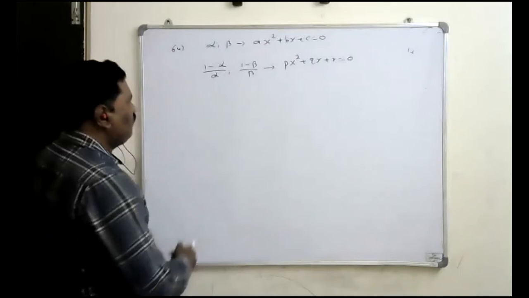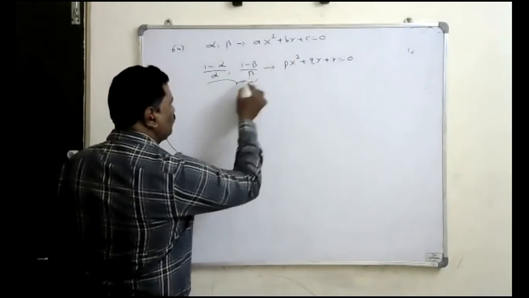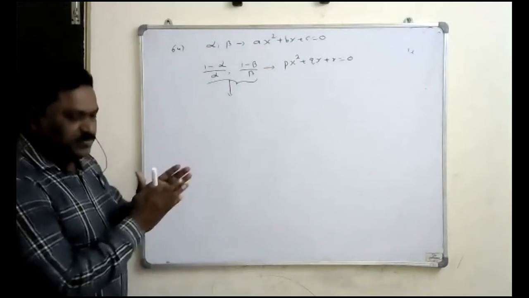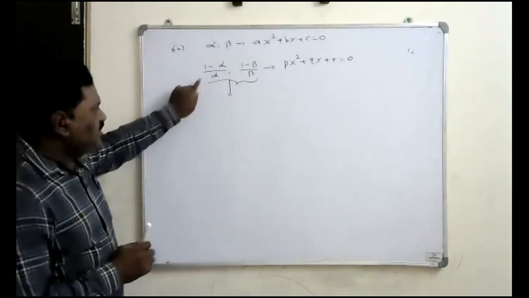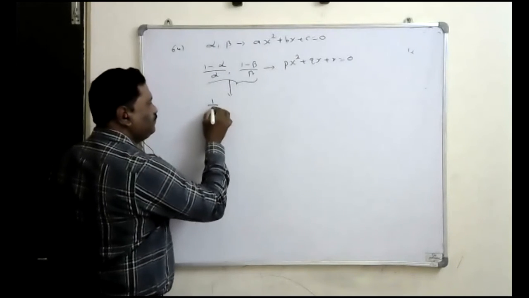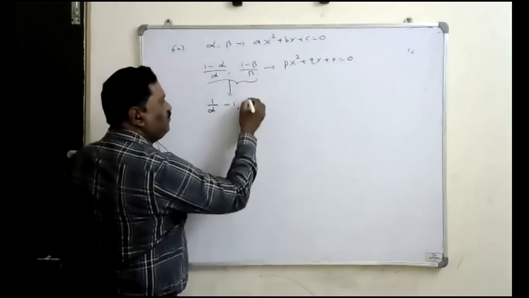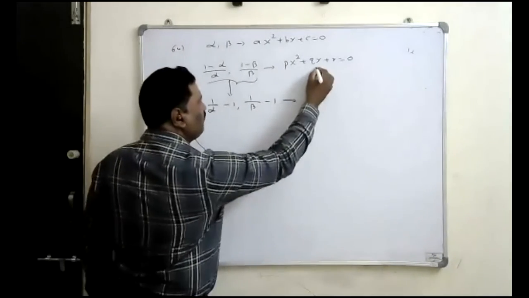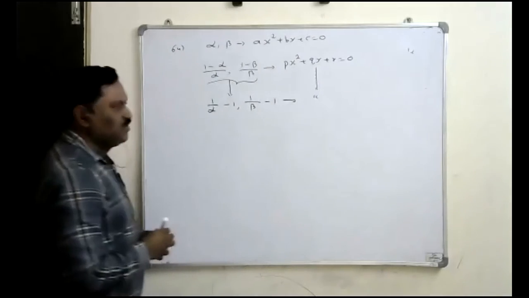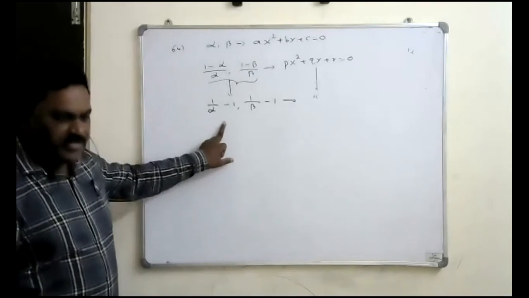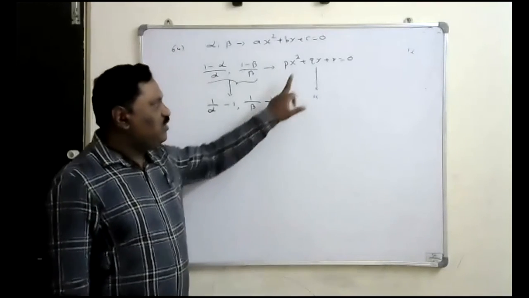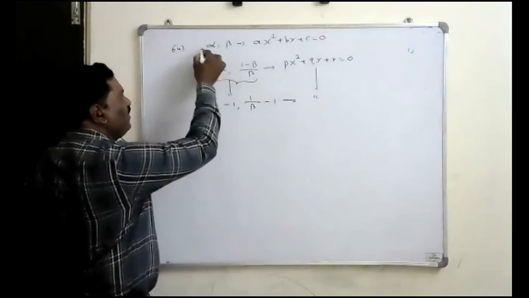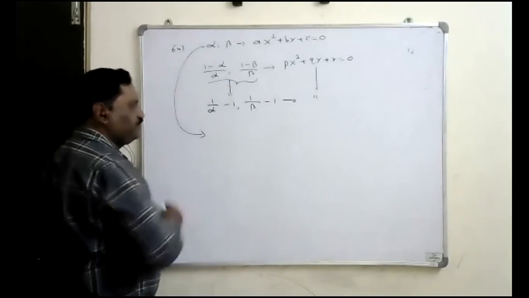Okay. If you want to find that, observe these roots once. If you split them, this is 1 by alpha minus 1, comma, and 1 by beta minus 1. These will be the roots of this equation. That means 1 by alpha minus 1, 1 by beta minus 1 will be the roots of this equation, right? And alpha, beta are the roots of the given equation.